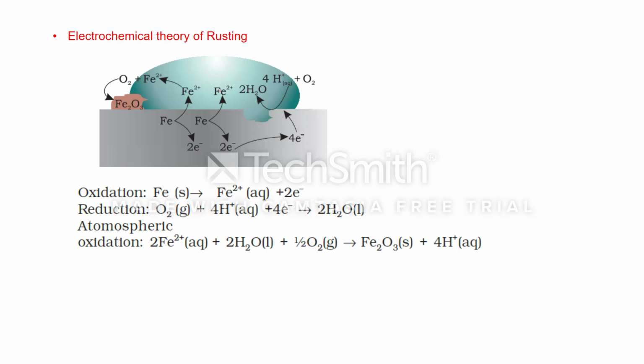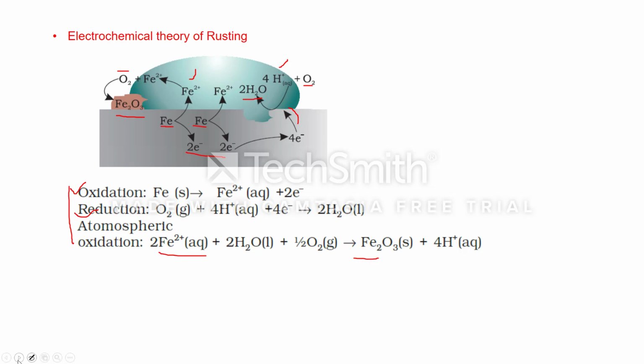You can represent this in a diagram. This spot is the anode, which loses electrons. These electrons combine with oxygen in the presence of H+ ions and form water. Then Fe2+ is converted by atmospheric oxygen into Fe3+, and Fe3+ combines with oxygen to form Fe2O3, which is rust. These are the reactions: this is the oxidation reaction, this is the reduction reaction, and this is the final reaction forming rust.